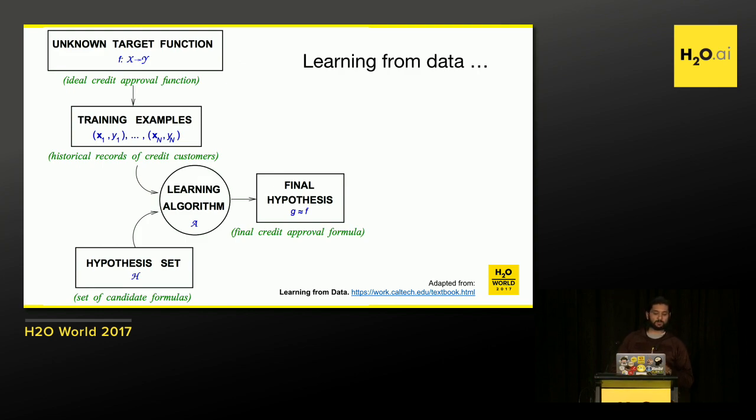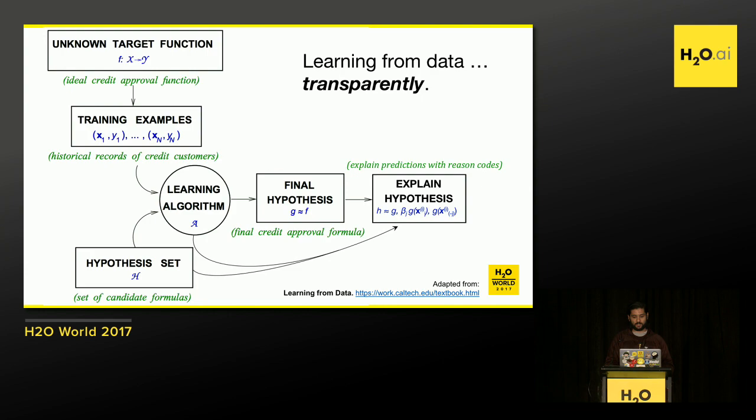Here's a typical use case you might see in a data science application: predicting if you should approve someone for a credit card or not. You have this unknown target function, you have some training examples, you have some hypotheses on what might cause someone to default on their credit card versus not defaulting, and then you have some learning algorithm that you want to use to automate this process. And then you end up with some final hypothesis, and most of the time data scientists think their job is done at this point. That's until they go talk to their boss, and their boss says, well, why did this happen? How can you explain this model to a regulator? So that's where this part comes in.